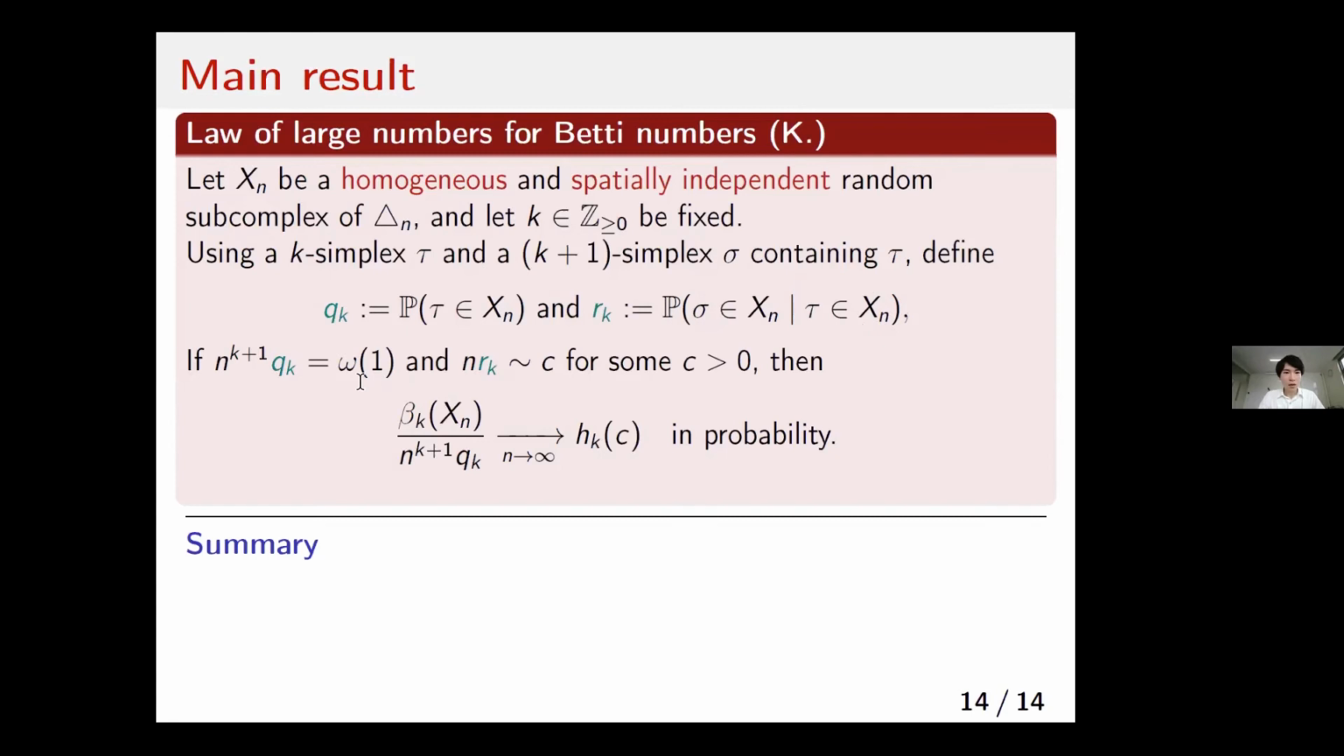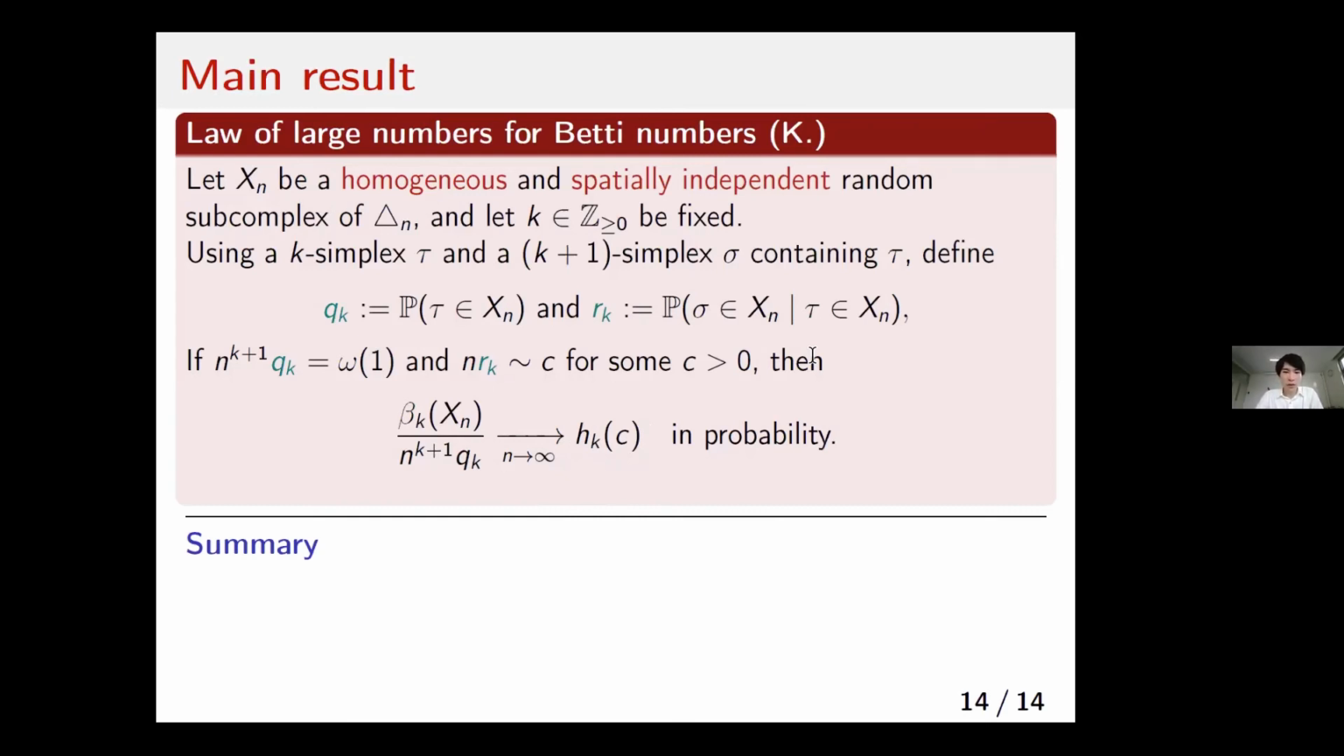So then, if the Qk and the Rk satisfy this parameter setting, then the normalized k-th Betti number converges to this constant in probability, which can be regarded as the law of large numbers for Betti numbers. And the previous result on the linear Meshulam complex and random Clique complex model is obtained by this theorem as a special case.